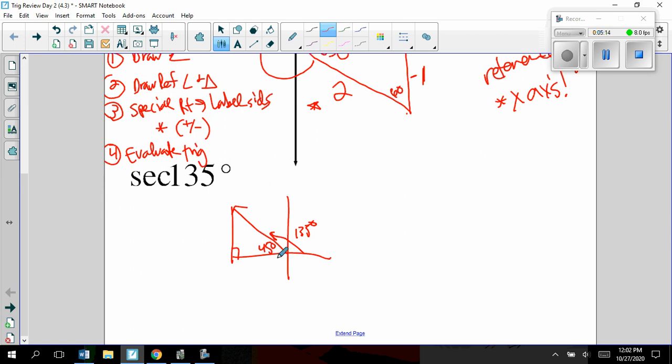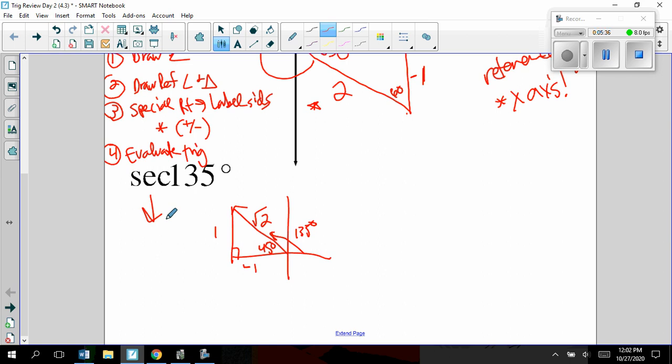Draw your reference triangle and angle. Now label your sides based on your special right. Well, I know 45-45s are 1, 1, square root of 2. Now I go and check my positive, negative. Well, I went left, so that's a -1. I went up, so that's fine, staying positive. And then I want secant.